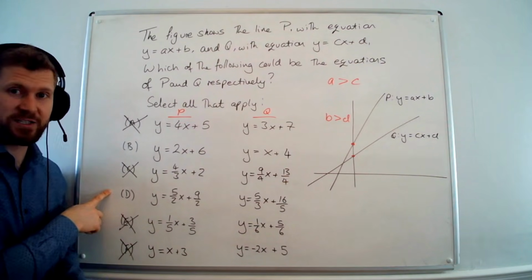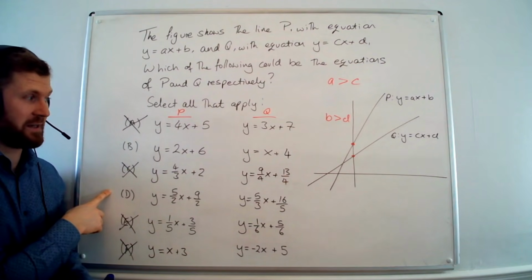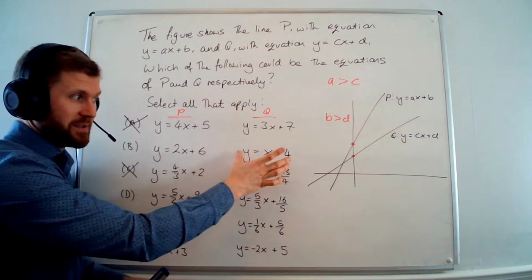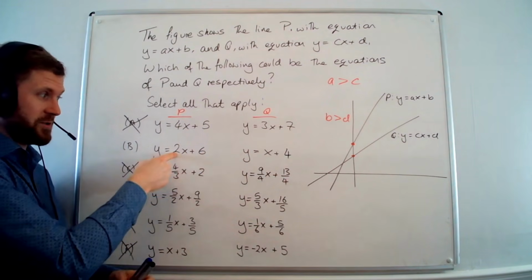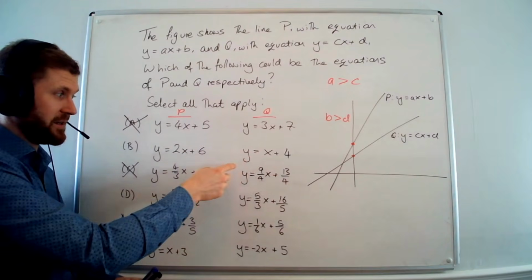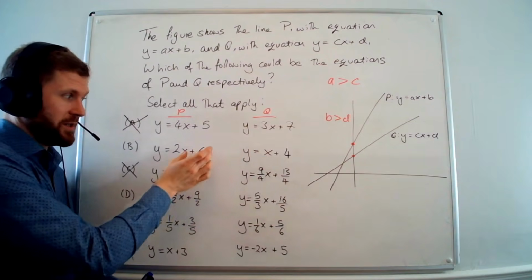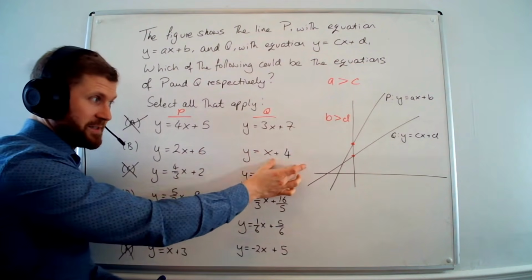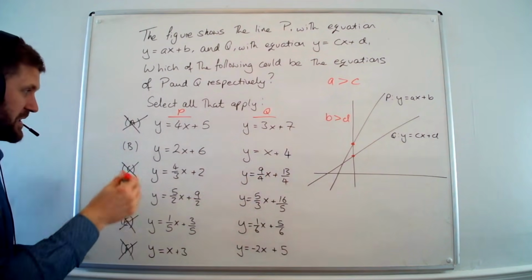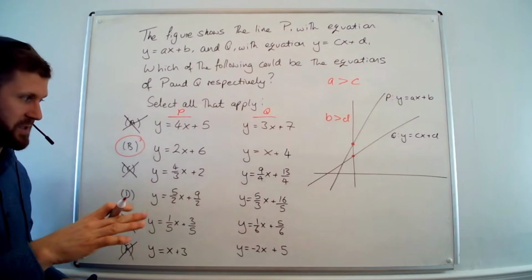I need to check the slopes of B and D. I need the slope in this line to be bigger than the slope in that line. Well, in B, it's looking good. I've got a 2 here, I've got a 1 there. So in B, the slope of line P is bigger than the slope of line Q. The y-intercept of line P is bigger than the y-intercept of line Q. I want both those things. B's looking good.